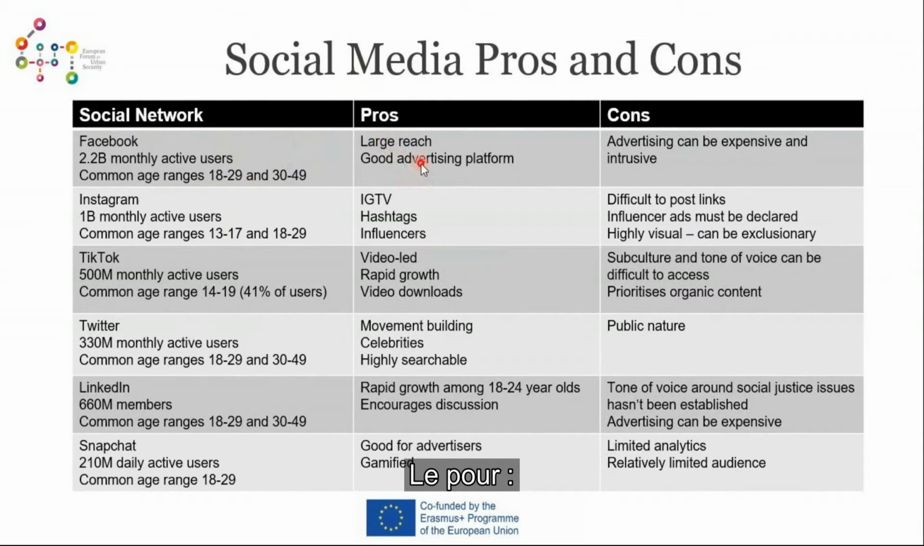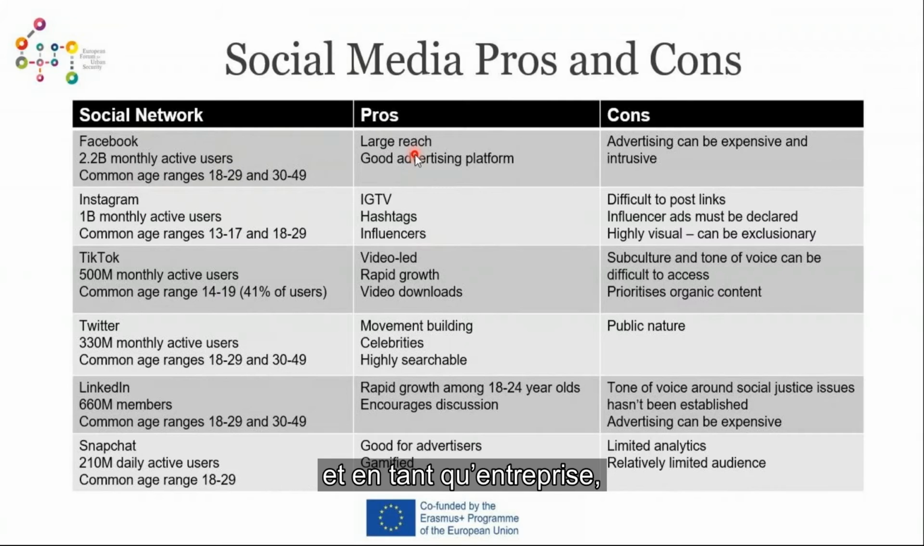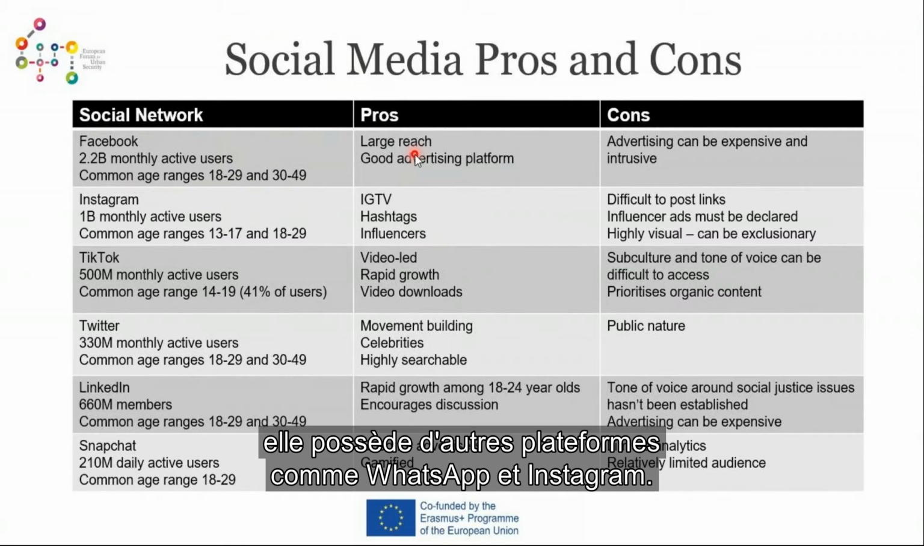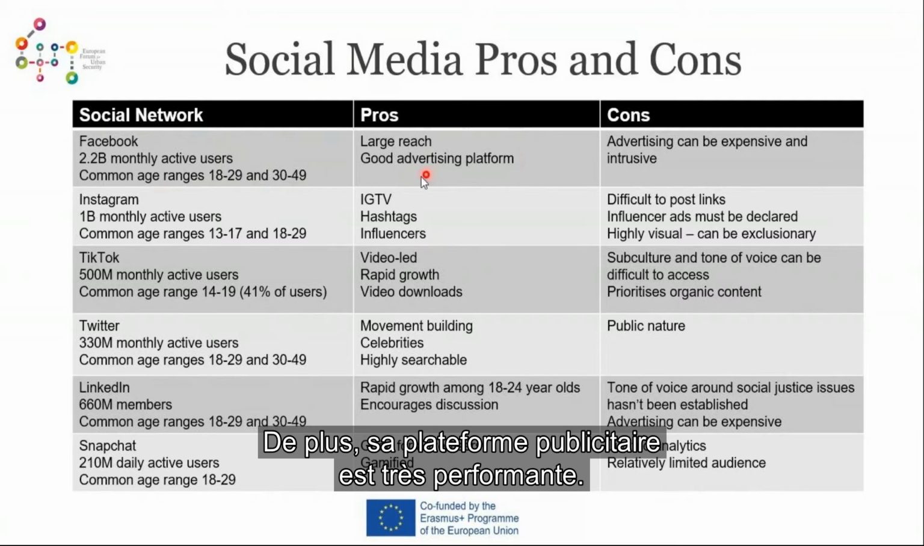So essentially it's 18 to 49. The pros are that Facebook has such a large reach because Facebook is ubiquitous, and Facebook as a company owns other platforms like WhatsApp and Instagram. So Facebook is huge. So it's got a very large reach. It's also got a very good, very comprehensive advertising platform.